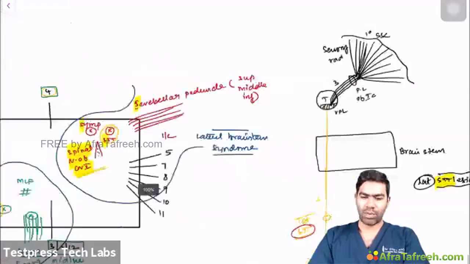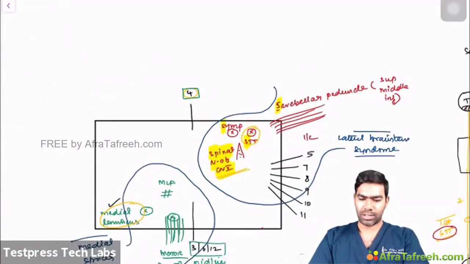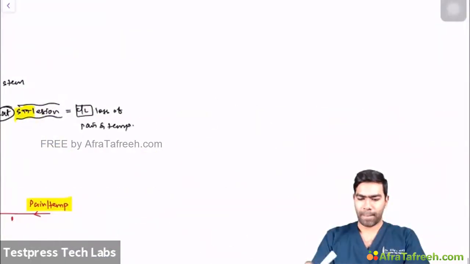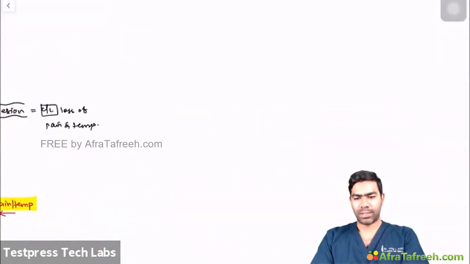And now you need to know the medial lemniscus. So there is something else that is coming in the medial side, isn't it? That is the medial lemniscus. So what do you mean by medial lemniscus? Let us see. As far as the medial lemniscus is concerned, it is just a continuation of the posterior column in the brainstem. That's all. But let us see the pathway.